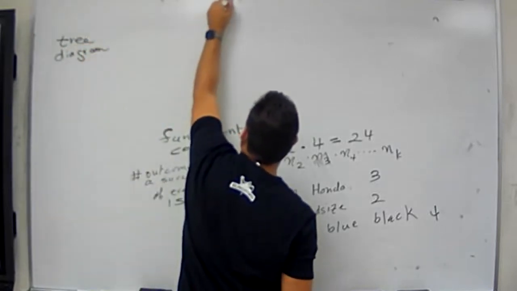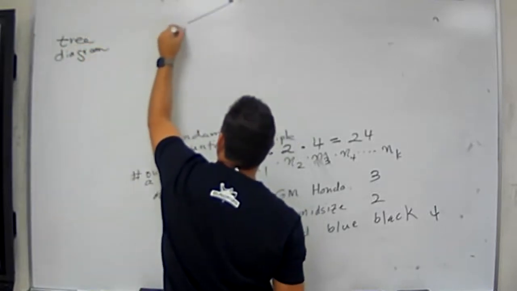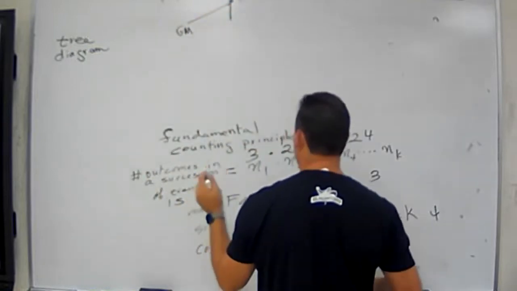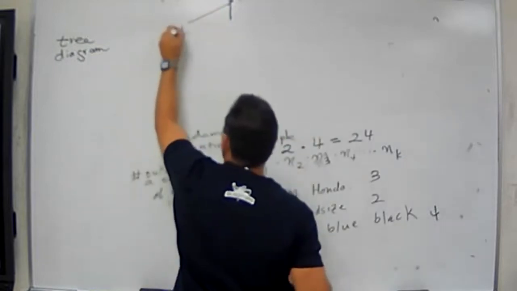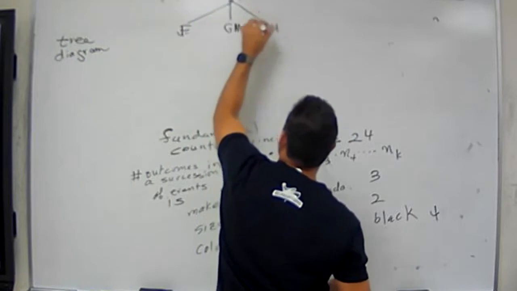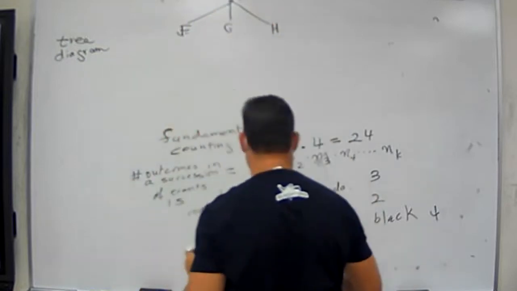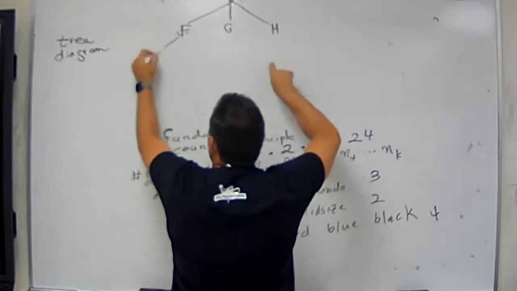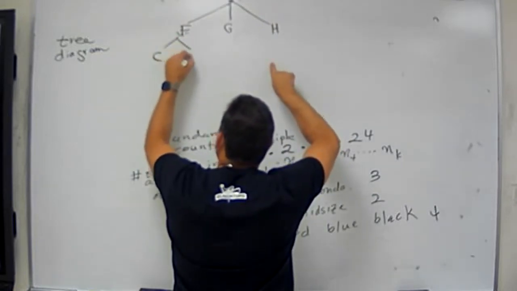So here we have a point of origin. You can have GM, you can have a Ford. Sorry, let me do it in the same order I put it: Ford, GM, or Honda. I'll just put a G for GM. If you pick the Ford, you can either have a compact or midsize.